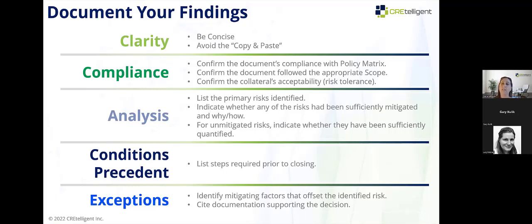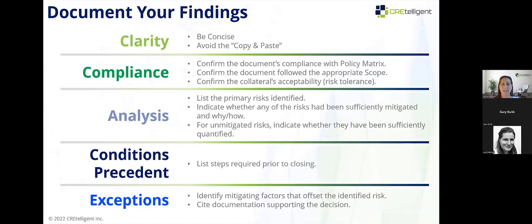Compliance. So did the document comply with your policy matrix? Did the document follow the appropriate scope? And does the collateral meet your criteria for acceptability? And that's again based on your risk tolerance.